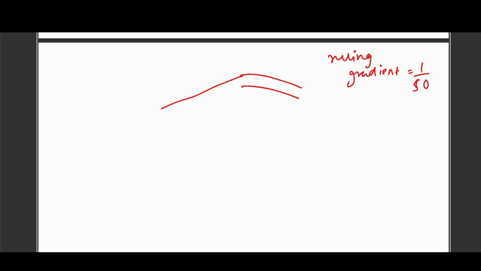So ruling gradient is 1 by 15 is good. Let me give it as 1 by 15. Okay, so ruling gradient is 1 by 15. That means this ruling gradient is for the horizontal portion of the road. It is not for the vertical portion of the road with even the curve, horizontal curve, because obviously the gradient will cause the loss in the tractive force, that is the engine force, the force which is provided by the engine to the rear wheel is called the tractive force.